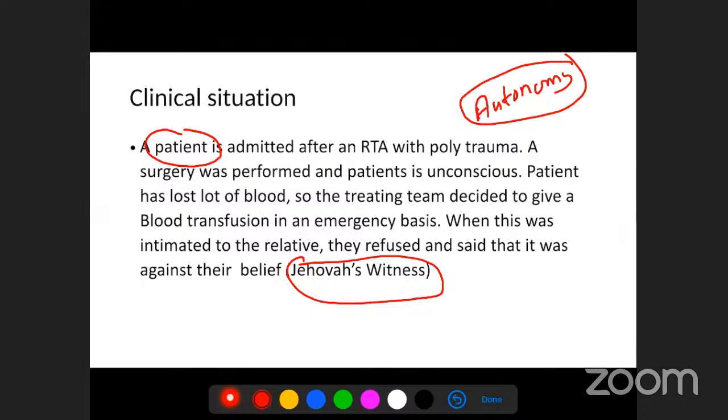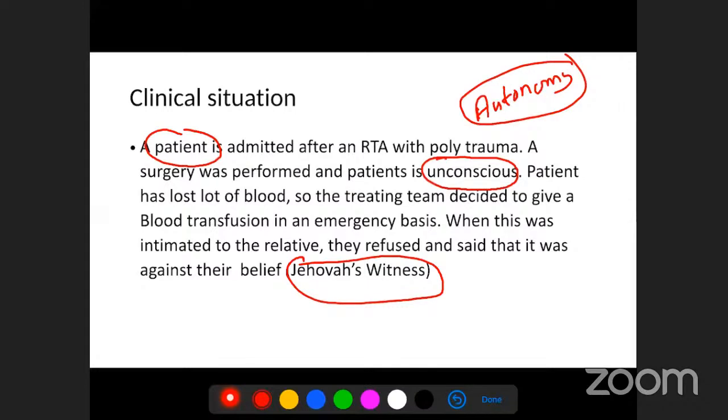Now, this person is unconscious. So, who is the rightful legal person, legal representative who can make this decision? Is it the relatives? Maybe. Is it the doctors who make the decision so that the patient will get better? So there is no clear-cut answer. Maybe the doctor can talk with the relatives and discuss the seriousness of this issue and convince them that without a blood transfusion, the person may die.